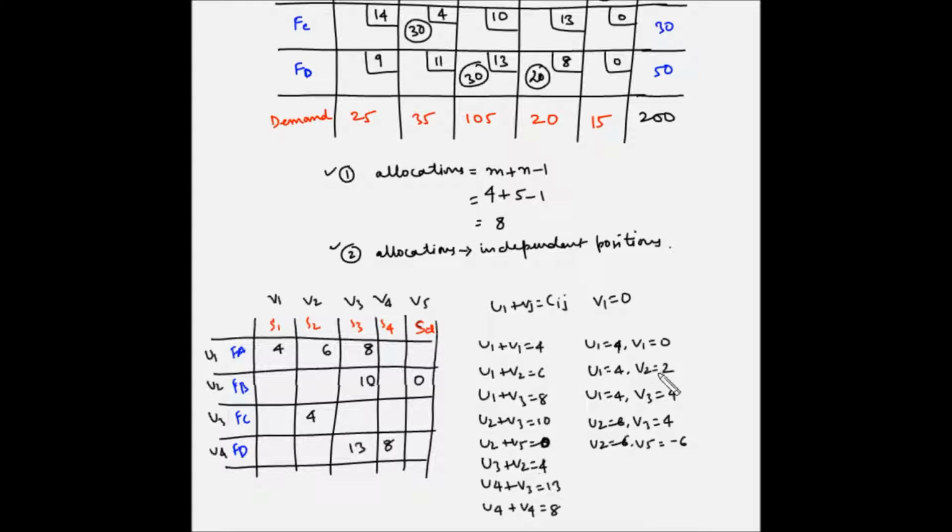Now v2 is 2, so u3 is 4 minus 2, which is 2. So u3 is 2, v2 is 2. Now we know that v3 is 4, so u4 becomes 13 minus 4, which is 9. So u4 is 9, v3 is 4. Now u4 is 9, so v4 becomes 8 minus 9, which is minus 1. So u4 is 9 and v4 is minus 1.